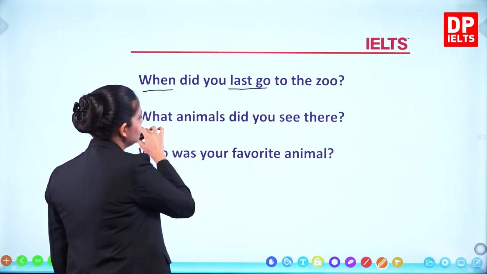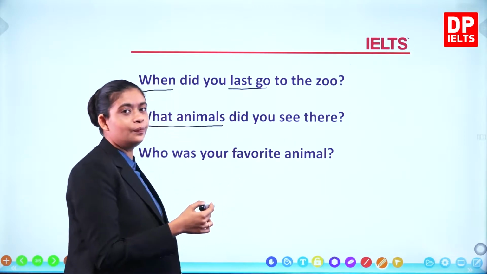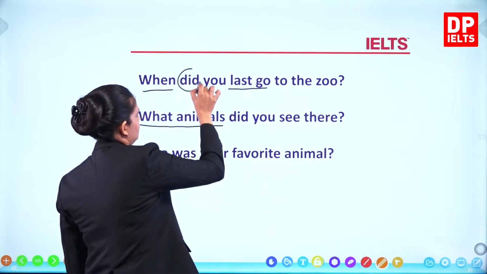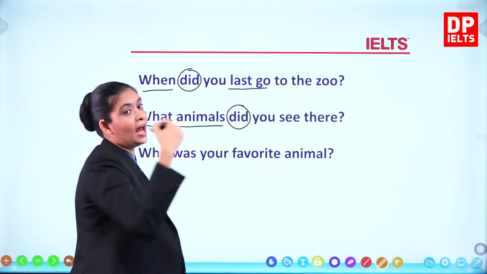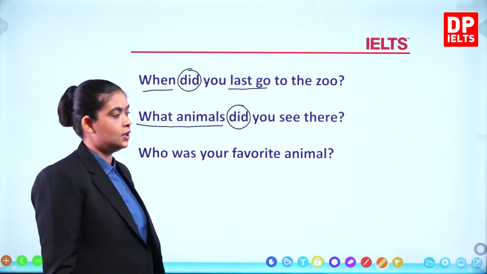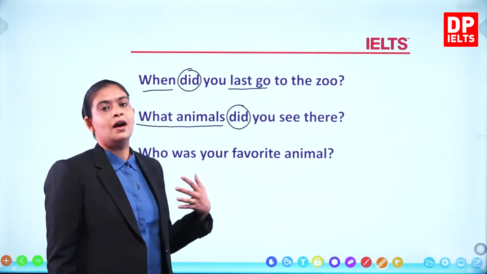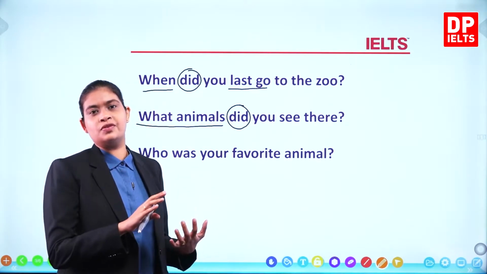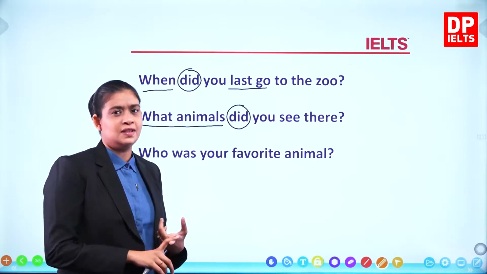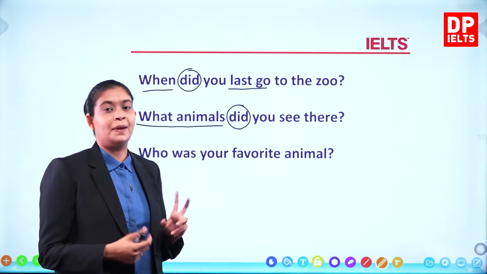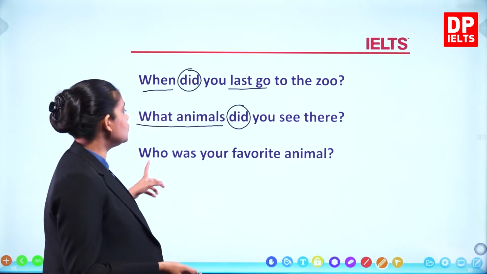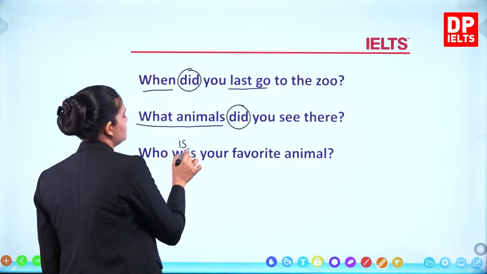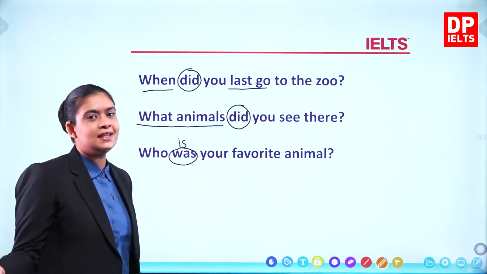What animals did you see there? So they're asking you, what are the names of the animals that you saw? So all of this is in the past. You have already gone to the zoo. You have already seen these animals. So you can answer by saying, I saw the buffaloes, giraffe, rabbits, zebra, penguins, okay? Who was your favorite animal, or who is your favorite animal? So who was means if you have already seen and finished.